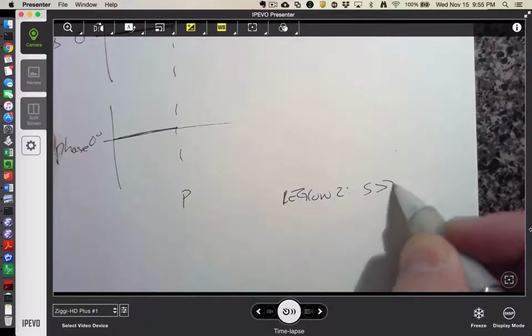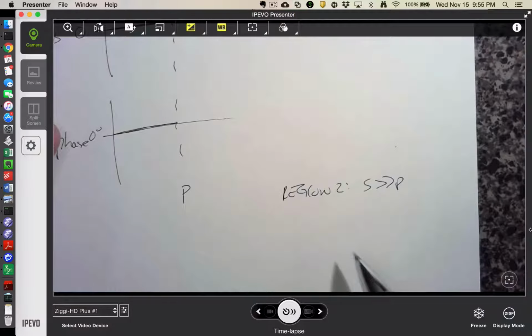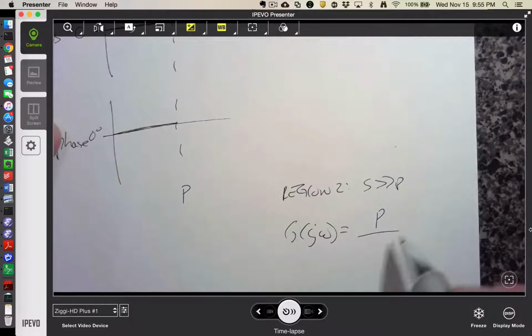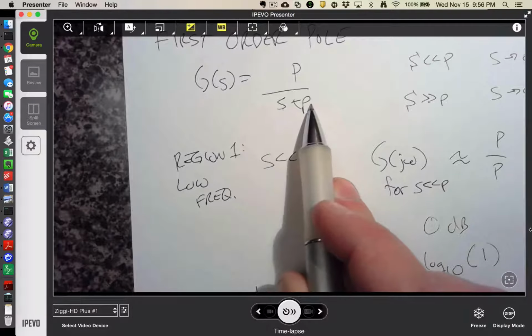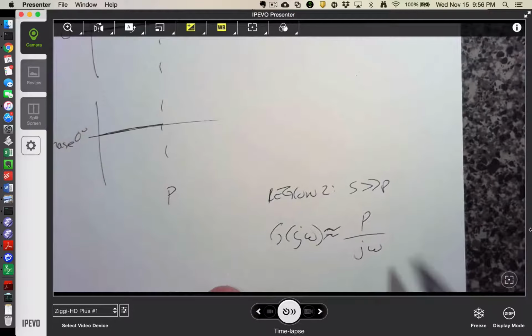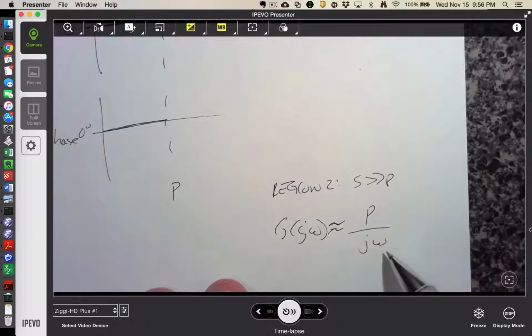S is much, much greater than P, or omega is much, much greater than P. Either way, you want to think about that. So now J omega would be, well, approximately P over J omega. We basically said that the S magnitude or the J omega magnitude is much, much greater than P, so I'm ignoring the other P in my denominator.